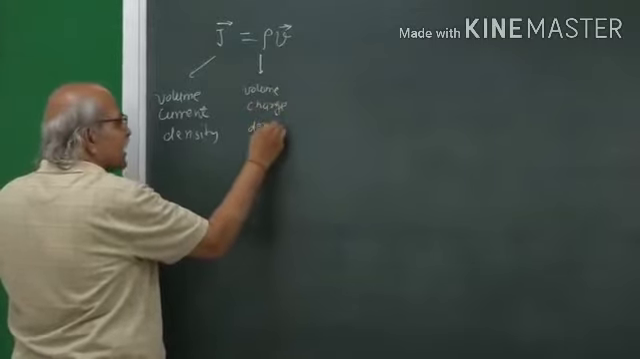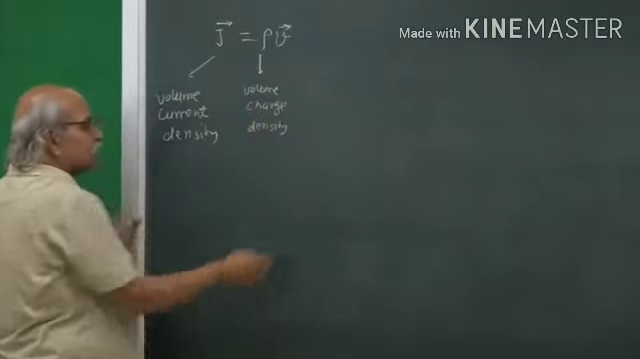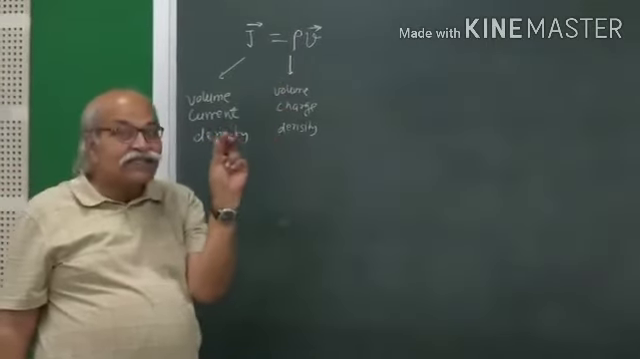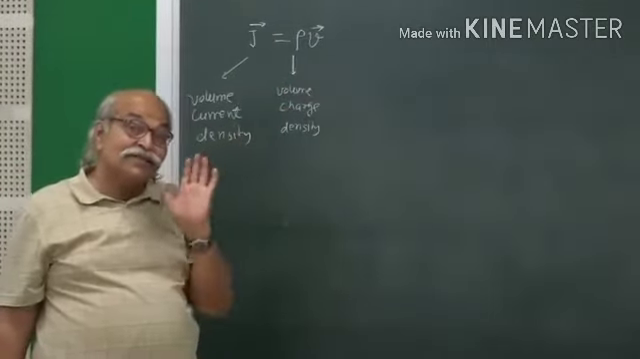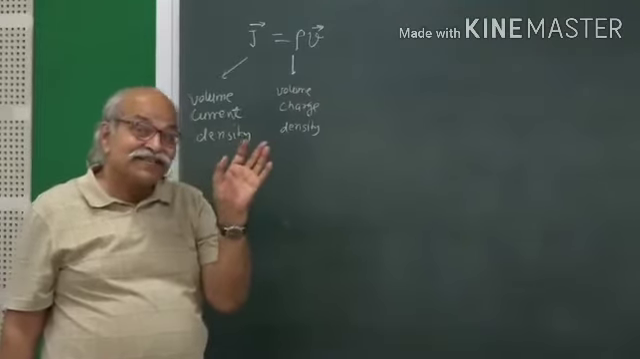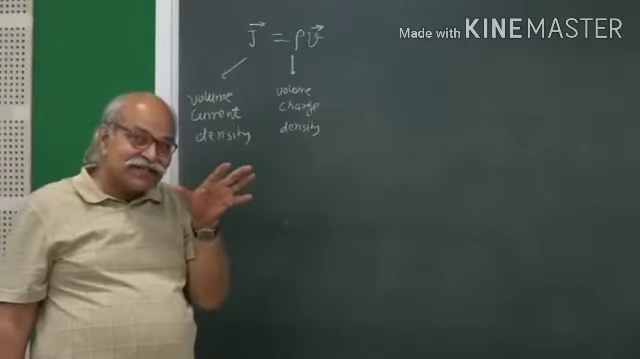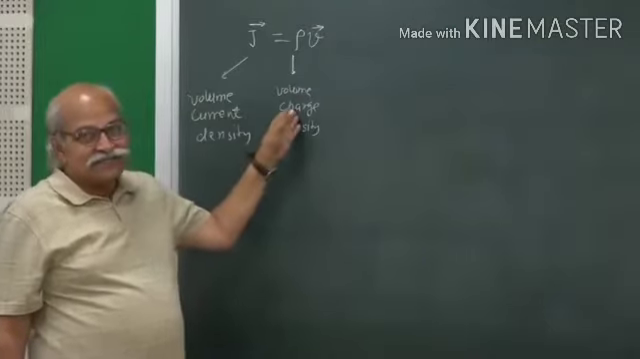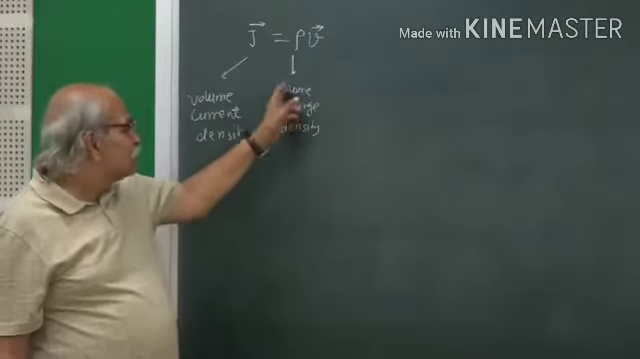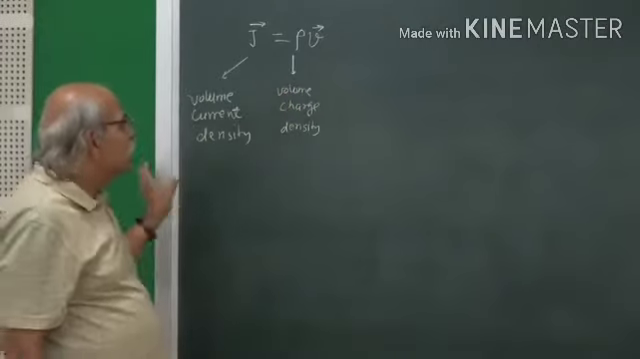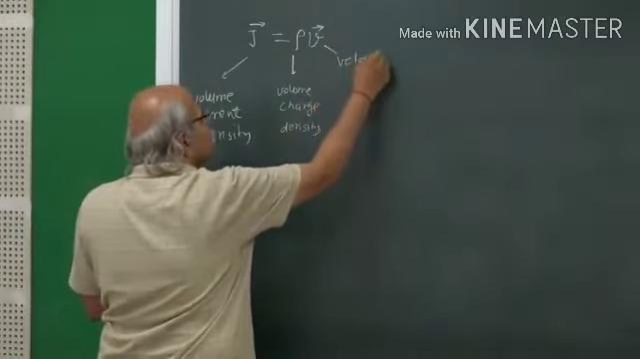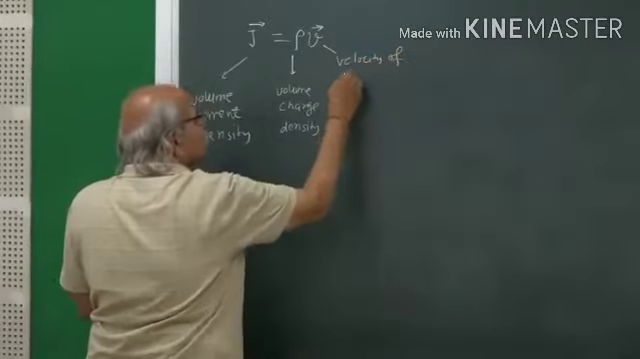And what does that mean? You take a small volume and see how much is the charge. Which charge? Only the moving charge, the flowing charge. If there are other charges which are stationary, then we do not have to take that into account. So, the volume charge density which is moving, and this is of course the velocity of the charges.